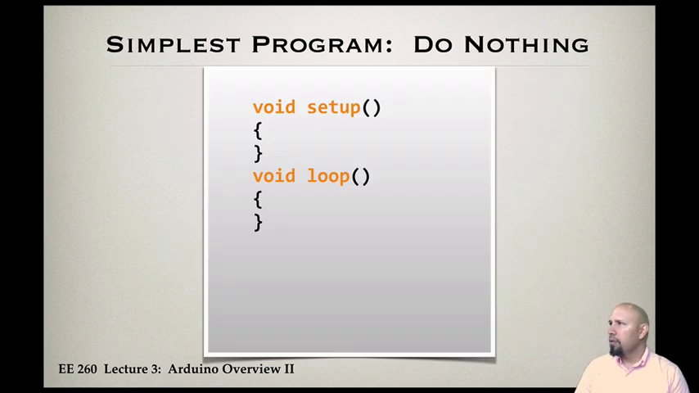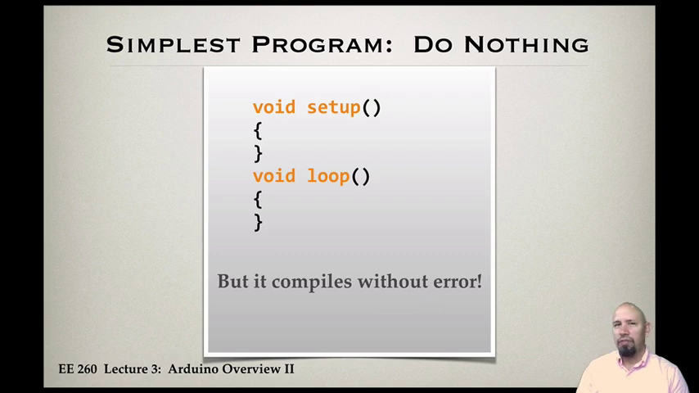So here's the simplest program in the Arduino. It just has the two functions, setup and loop. And here we're just not doing anything in those functions. So this is the do nothing program, but it compiles without error. If you don't have these two functions, you will get an error. So this is the simplest program that will compile without an error.